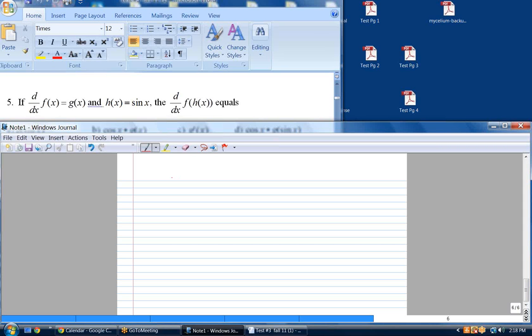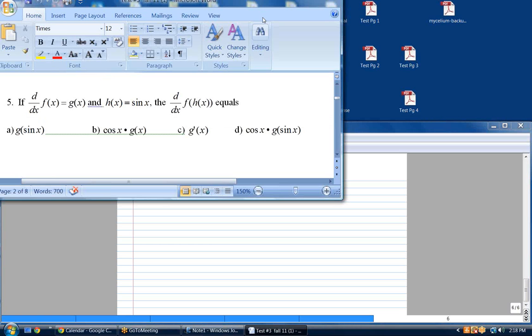So, couldn't we do this since we already have the derivative of the outside? The derivative of the outside would just be g of x. And then the inside is sine x, so the derivative is cosine x. So wouldn't it be g of x cosine x times cosine x? So B. Or at least that's what I was thinking when I did this one.